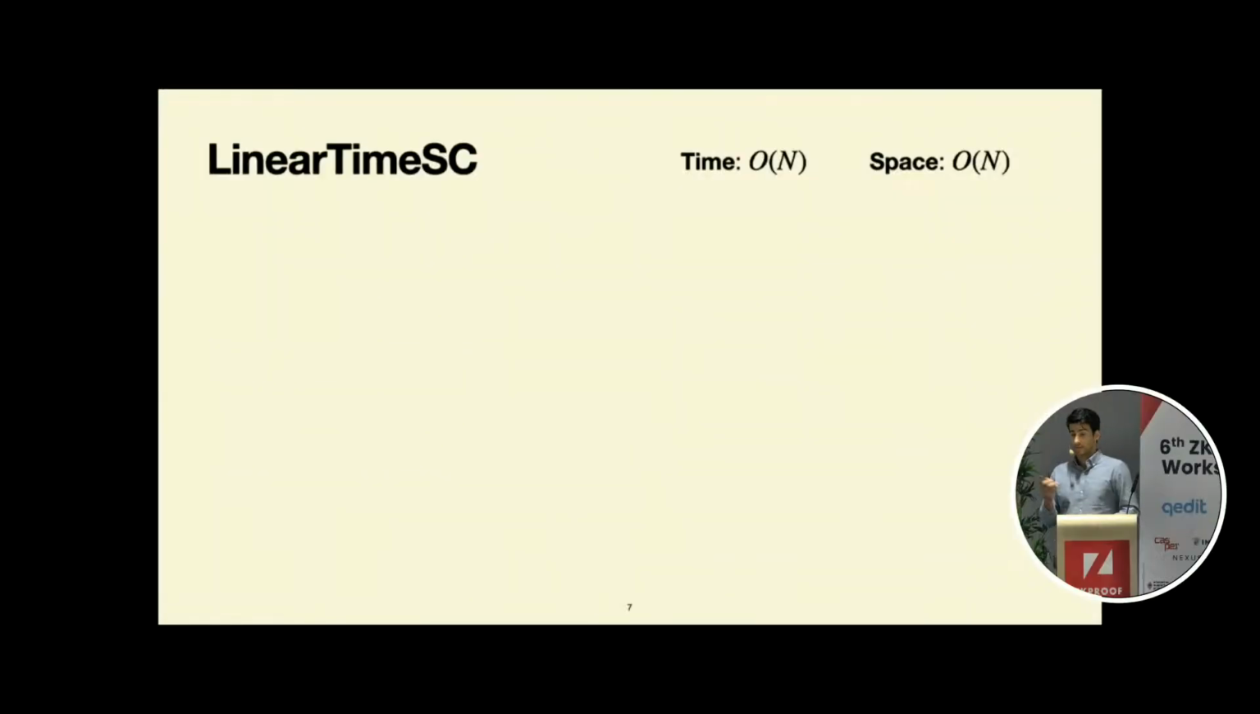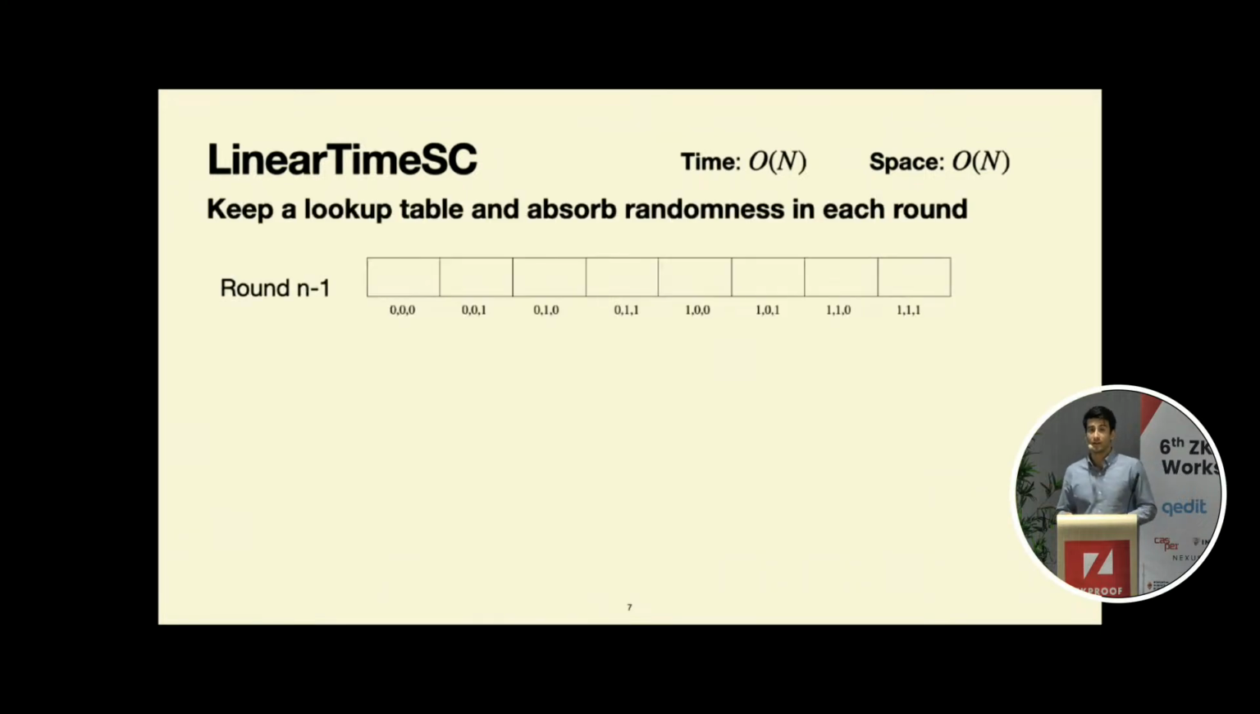Cool, so let's look at another technique. This is linear time Sumcheck. This uses a bit more space, but has attractive time asymptotics. So what is the main idea here? The main idea here is to keep a lookup table. And in each round, we want to compress this lookup table by absorbing randomness from the verifier.